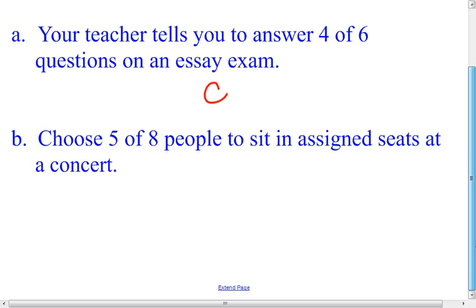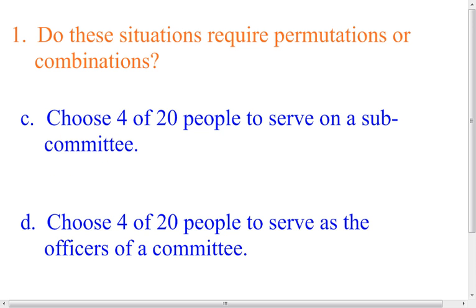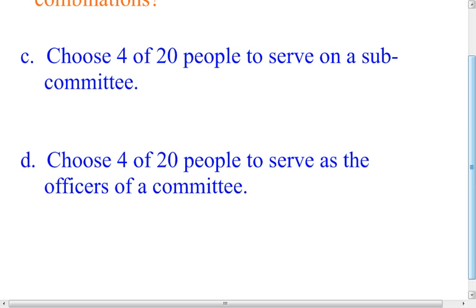Okay. Choose 5 of 8 people to sit in assigned seats. So that means, you know, one person has to sit, let's say, on the far left, the next person next to them, but you have a specific spot to sit. And when you choose those 5 people and then put them in a specific spot to sit, you're doing a permutation.